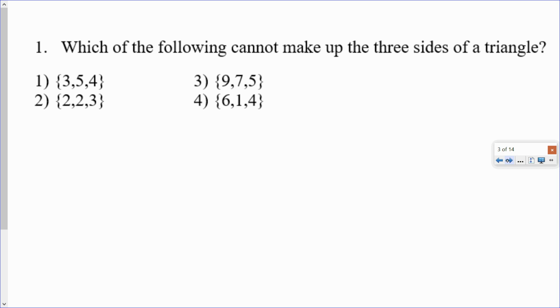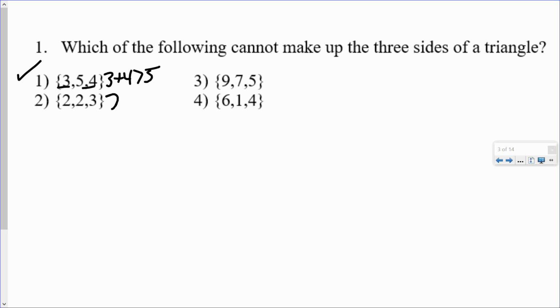So, which of the following cannot make up the three sides of a triangle? For each choice, I'm going to add the two smallest sides, and they must be larger than the third side. Not equal, but larger. So my two smallest sides in choice 1 are 3 and 4. Is 3 plus 4 greater than the third side? Yes. 7 is greater than 5. That can be the three sides of a triangle.